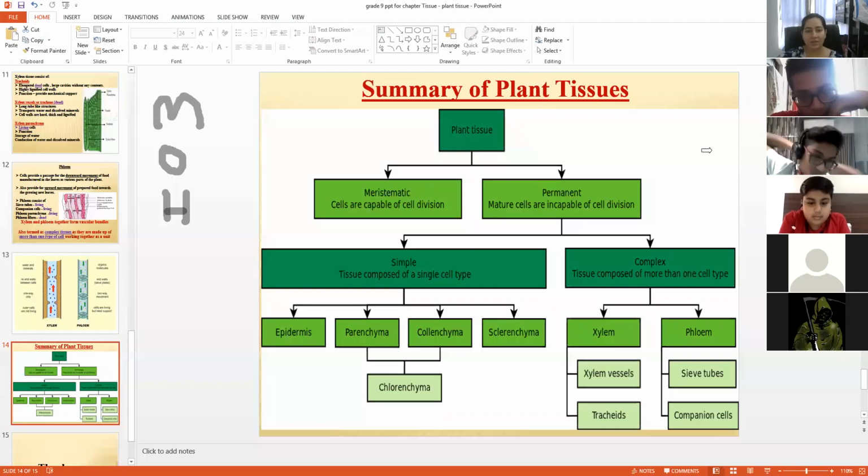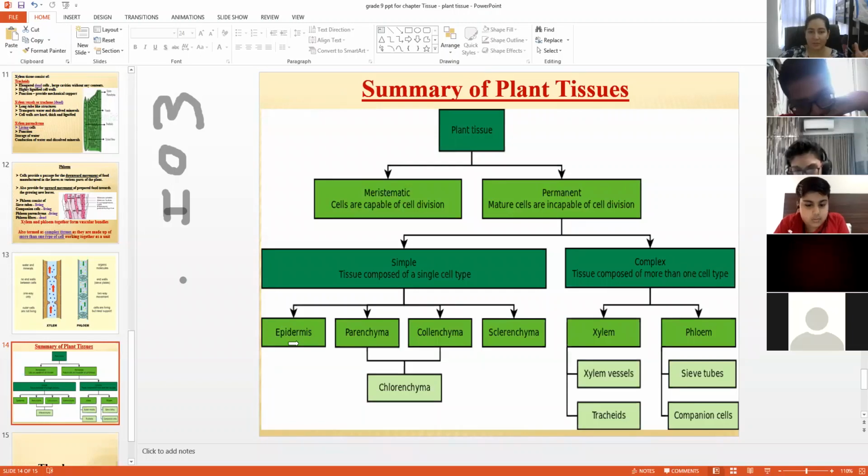Right? Now, children, just a brief recap. Plant tissues are of two types: permanent and meristematic. In the permanent tissues, there are simple tissues and complex tissues. Simple because it's made up of a single type of cell, complex because it is made up of more than one type of cell. In the simple, the subtypes are epidermis, parenchyma, collenchyma, and sclerenchyma. And in the complex tissue, it is xylem and phloem. And these are the different parts of the xylem and phloem.